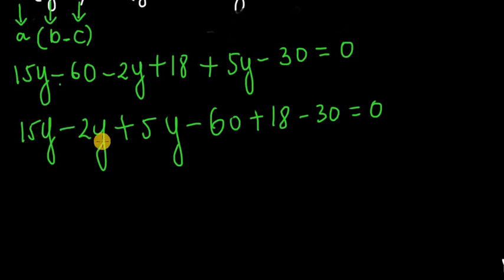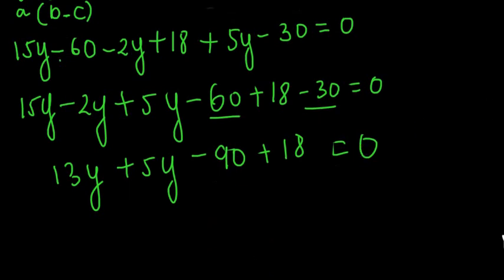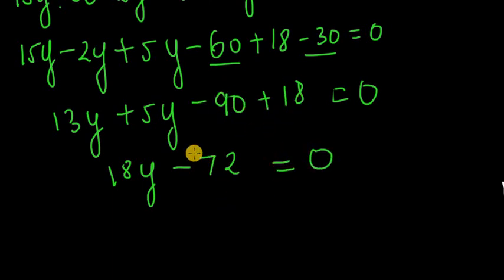So what is 15y minus 2y? That is 13y. 13y plus 5y minus 90 plus 18. How is that possible? That is because minus 30 and minus 60 are added together to get minus 90, and plus 18 equal to 0. Now look at this, 13y plus 5y equals 18y, minus 90 plus 18 is minus 72, equal to 0. So now we have simplified it.